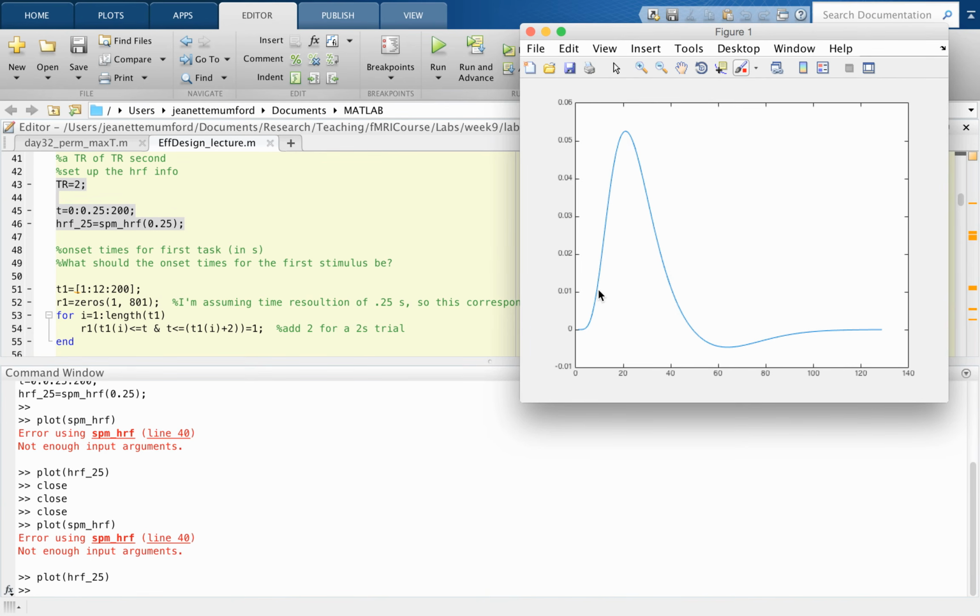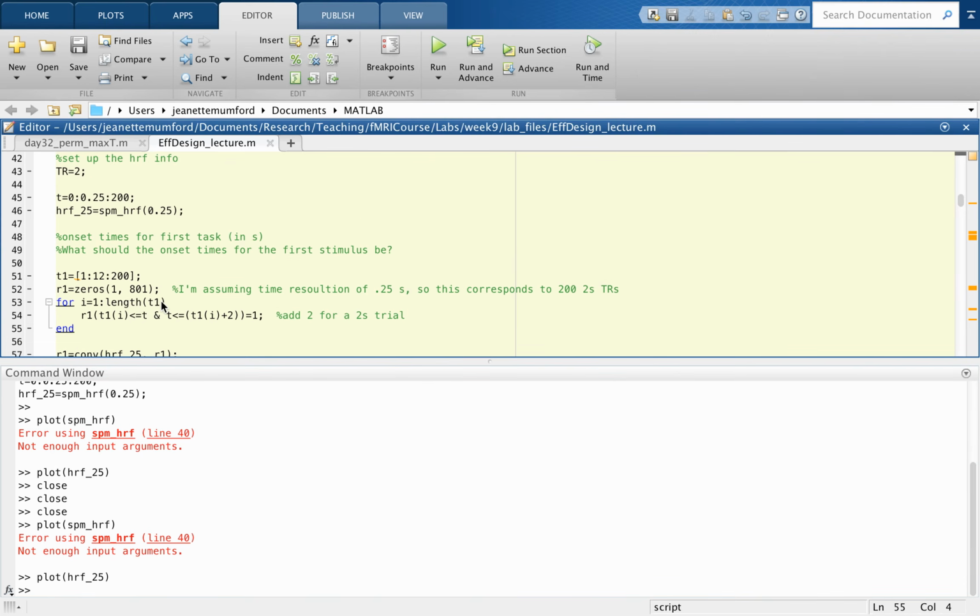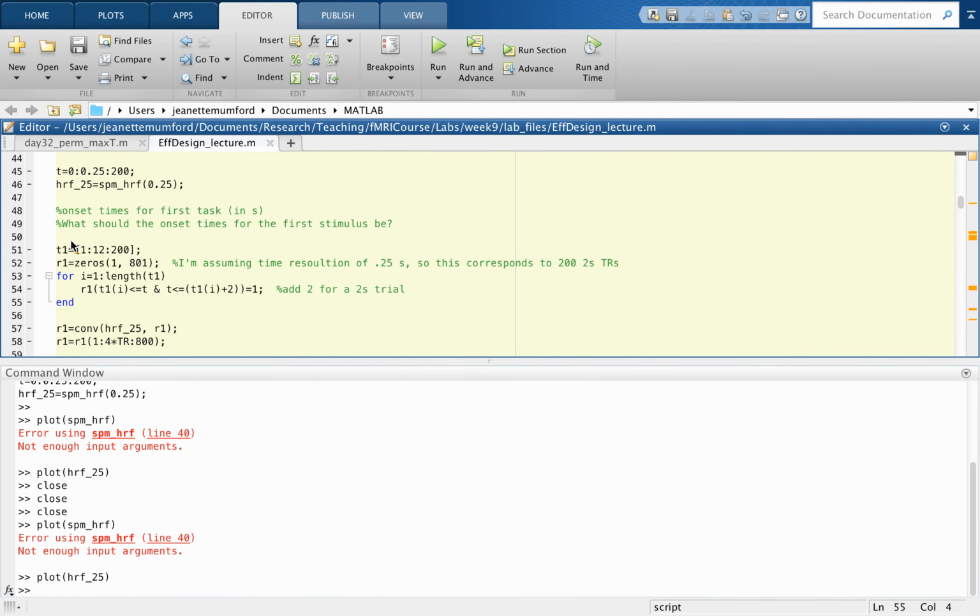All right, does that look familiar? It should. That's our friendly double gamma HRF. If you're an SPM user, that's what is being used. Okay, so now to create the regressor, I'm starting with T1, this is just the first regressor. These are the onset times. As I said, we just need to do 1:12:200.